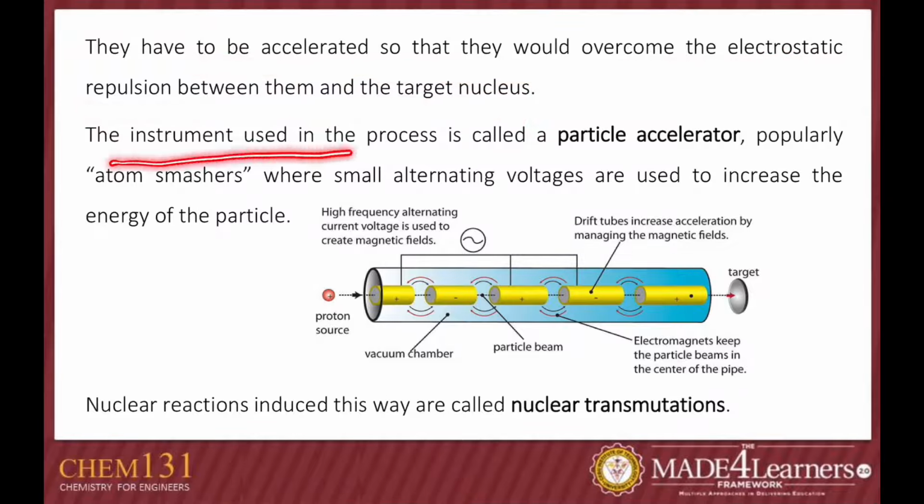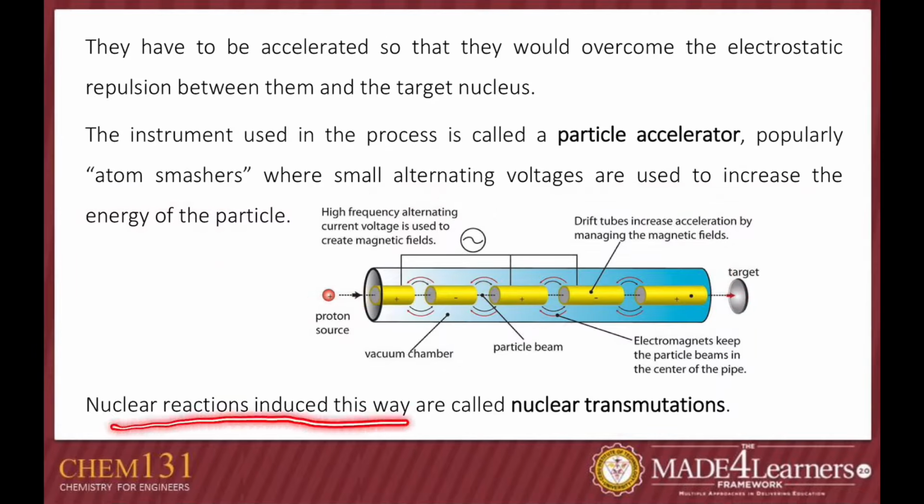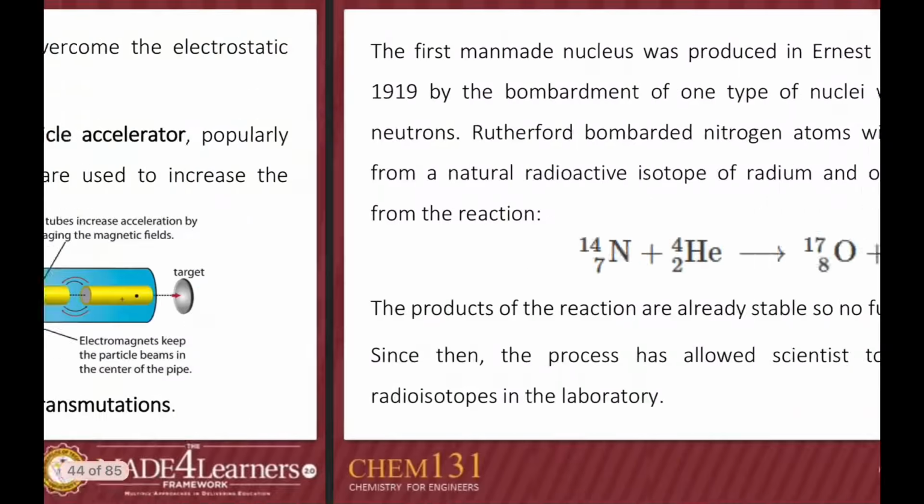The instrument used in the process is called a particle accelerator, popularly known as atom smashers, where small alternating voltages are used to increase the energy of the particle. It has to move with high energy, very fast, so that it hits the target. So nuclear reactions induced this way are called nuclear transmutations. The substance is transmuted into another configuration.